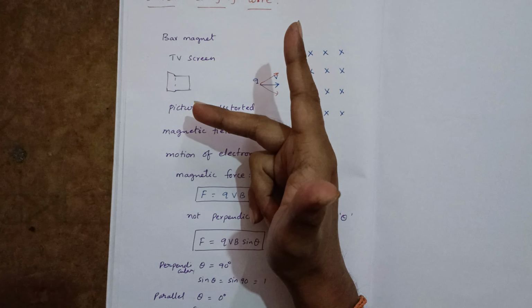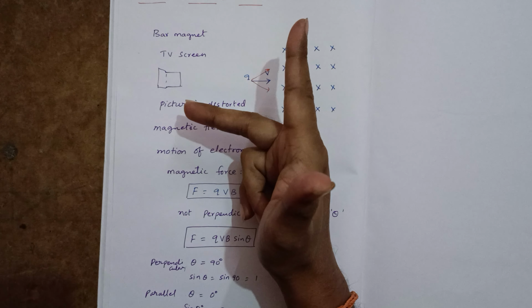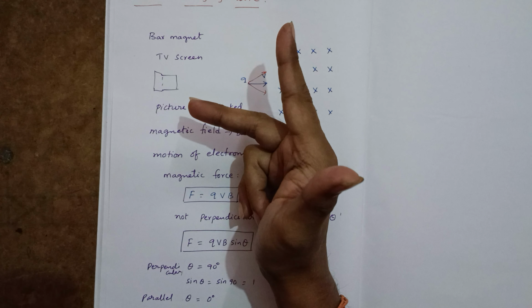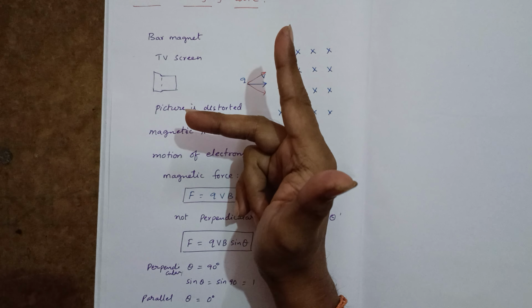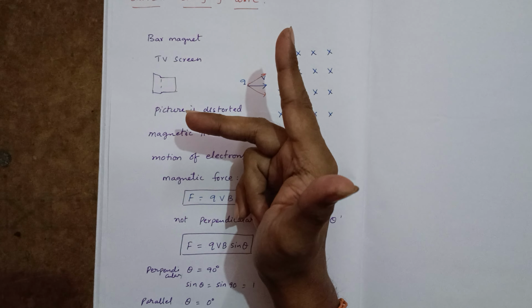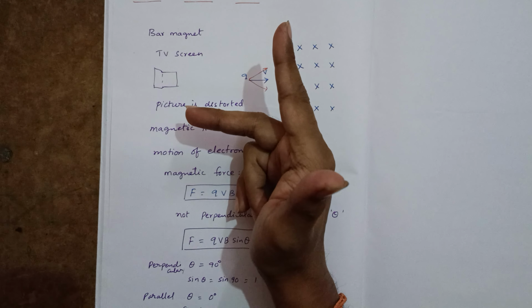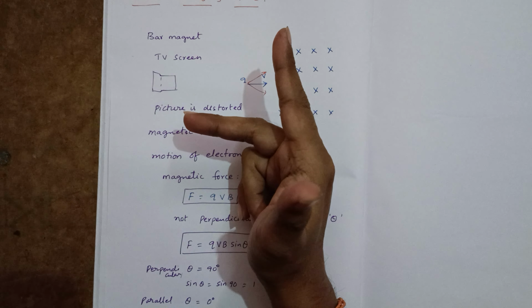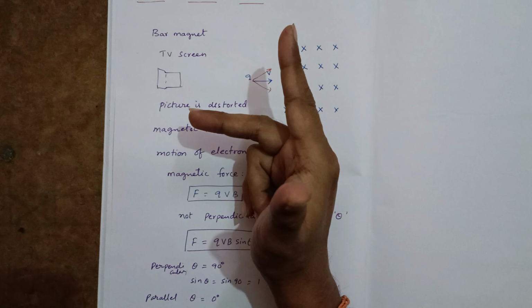Now here, the forefinger indicates the direction of current, and the middle finger indicates the direction of magnetic field. Now the thumb indicates the magnetic force.